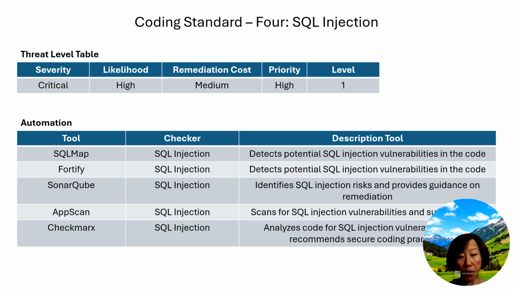The threat level table: severity is critical. Why? Because if you are concatenating an SQL statement incorrectly, you are opening up a big hole for users to access your whole database, get all the sensitive data out and use it however they want, create absolute havoc and cause a lot of damage. So severity here is critical. Likelihood high. Remediation cost medium. If you follow those steps and do it the right way, you're fine. Priority high and threat level is 1, the highest level.